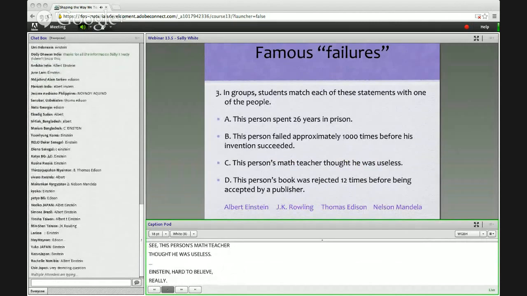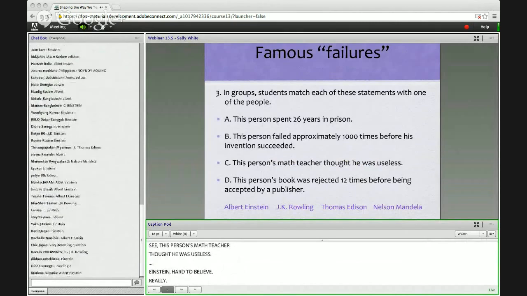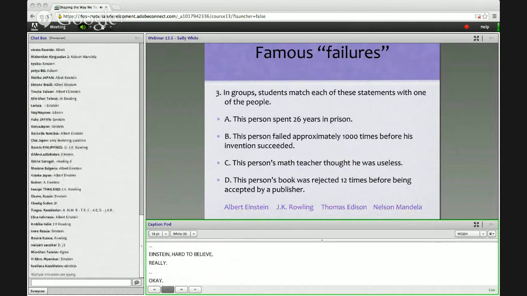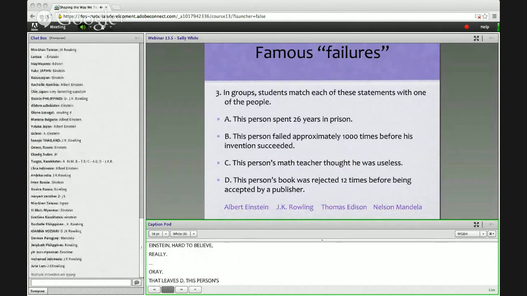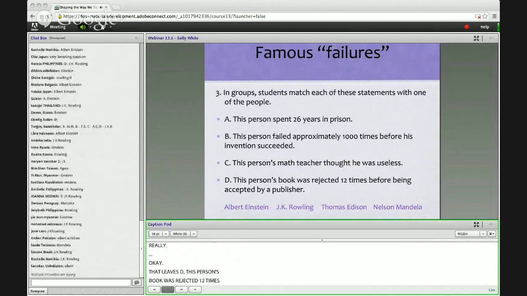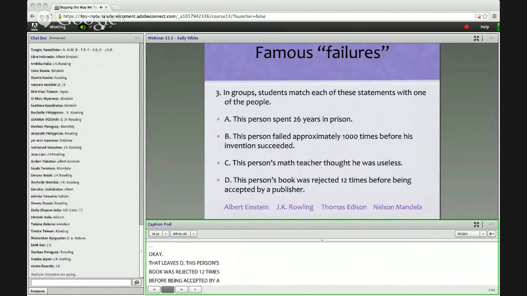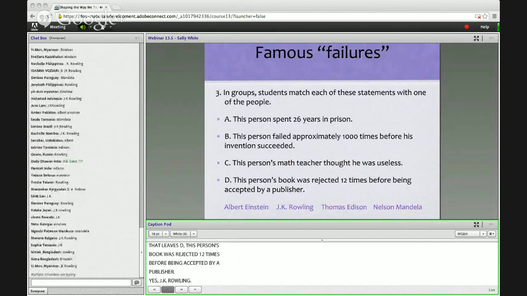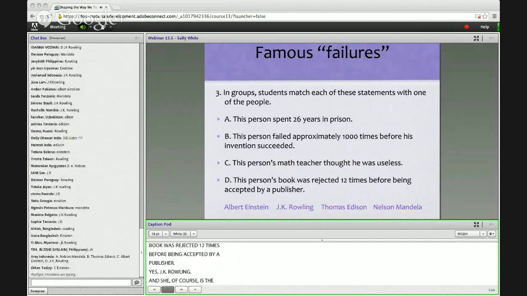Okay, and since that leaves D, this person's book was rejected 12 times before being accepted by a publisher. Yes, J.K. Rowling. And she, of course, is the author of the Harry Potter books, which are extremely popular books.